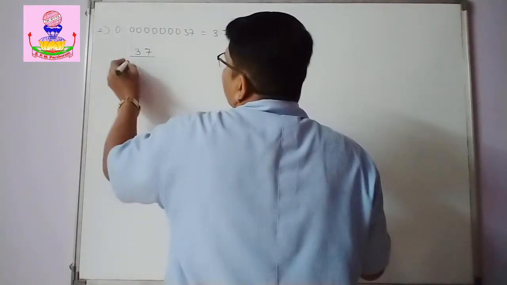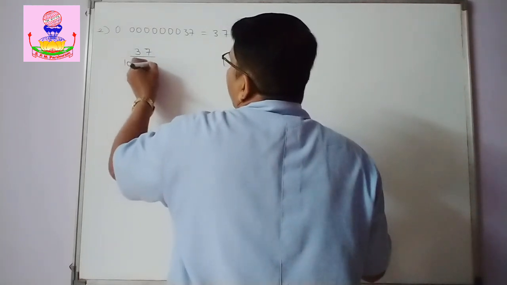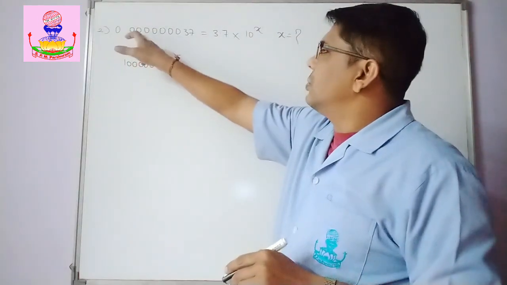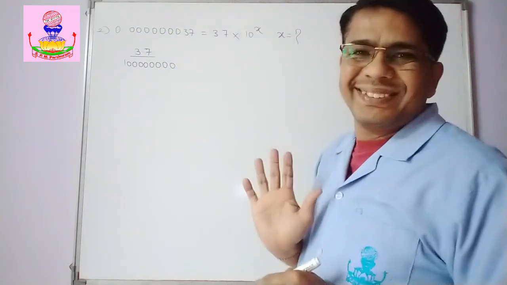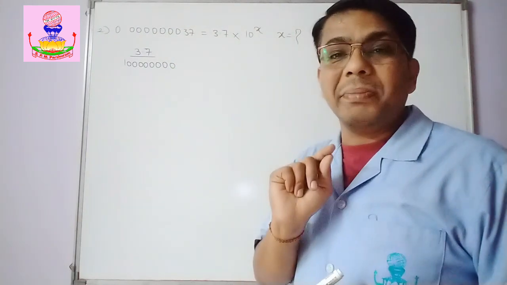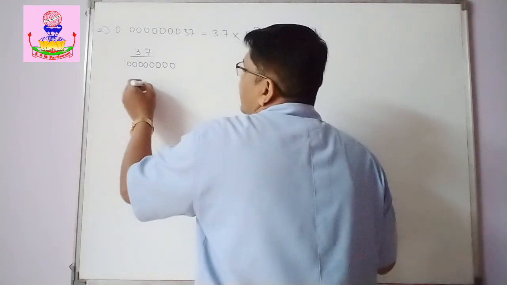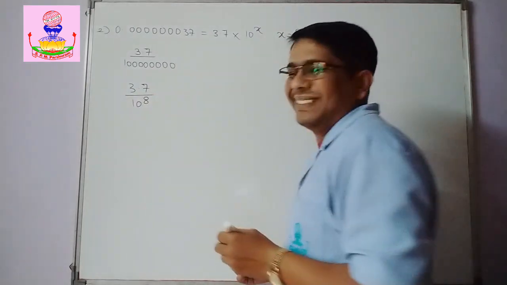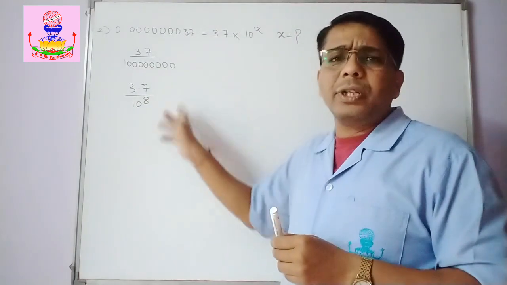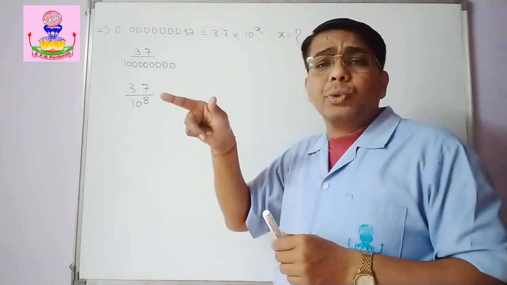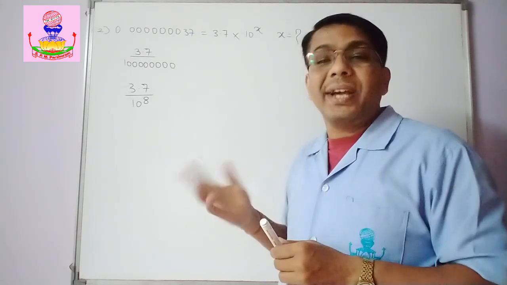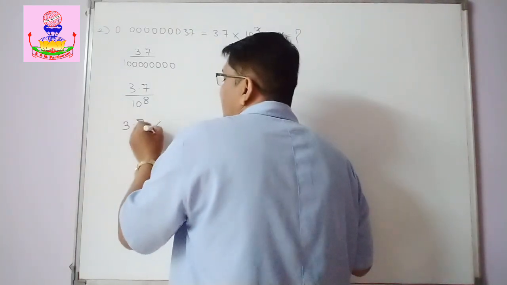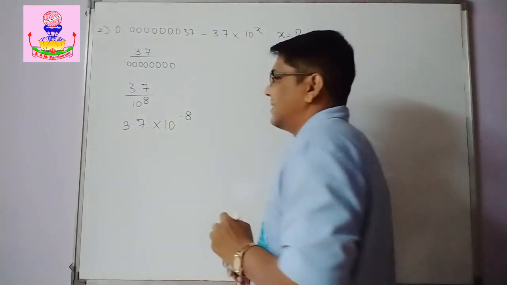3.7 upon 1, 2, 3, 4, 5, 6, 7, 8. Count it: 8. So that many zeros in the denominator, so 3.7 upon 10 raised to 8. Now bring this 10 raised to 8 up to the numerator. A raised to minus m is equal to 1 upon a raised to m, so when it comes here, it will become negative. So 3.7 into 10 raised to minus 8.